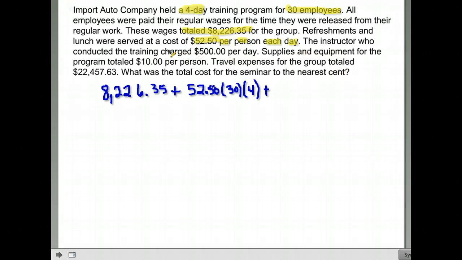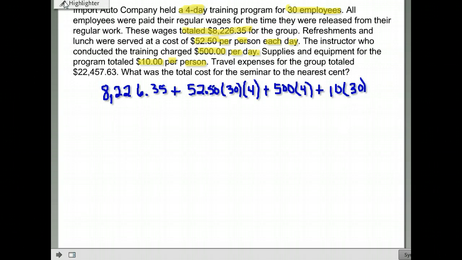The instructor who conducted the training charged $500 per day. So again, it was $500, but that was for each day. So we had a $500 fee for 4 days. And we carry on. Supplies and equipment for the program totaled $10 per person. So $10 for each person. It doesn't say per day, so we just have to take the $10 times the 30 people.